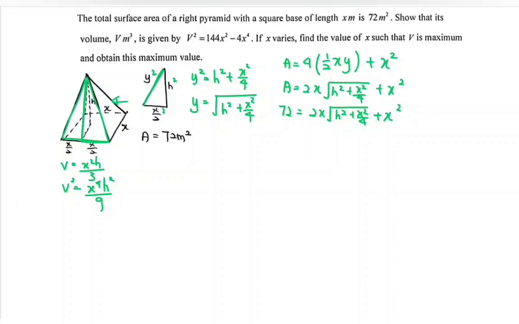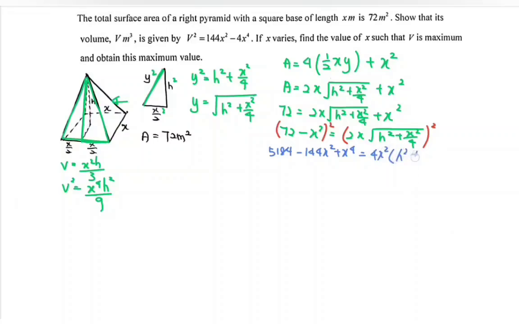So kindly rearrange the situation. So we have 72 minus the x squared, where we have 2x multiplied with the square root of h squared plus x squared over the 4. So if we square both sides, then we will have the situation. So 72 squared is 5184 minus 144 x squared and then plus x to the power 4 equals, if we square, 4x squared multiplied with h squared plus x squared over the 4. So here, after we square both sides.